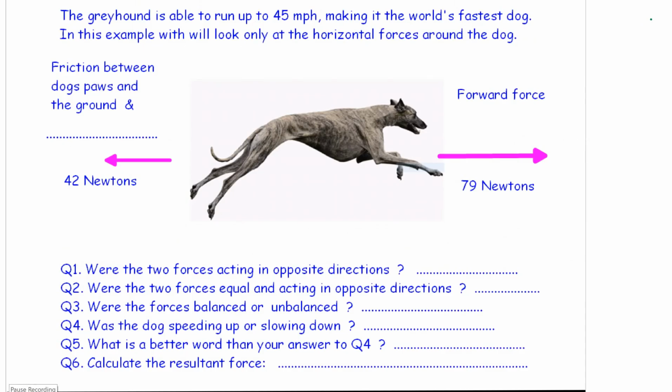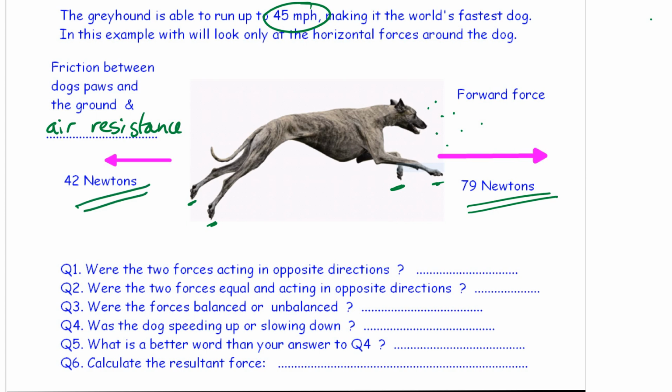Here is an example of unbalanced forces. We've got a greyhound. He's able to run at 45 miles per hour. That is quick. We've got the 2 horizontal forces. His forward force is 79 newtons. The friction between the dog's paws and the ground, and he's going to be moving through air, so there's going to be air resistance, is 42 newtons. The forces are unbalanced.